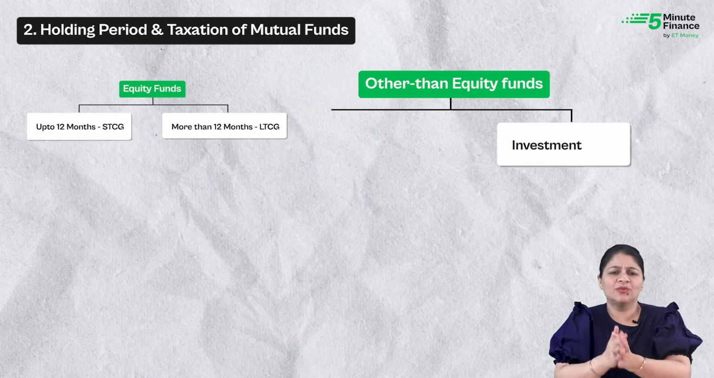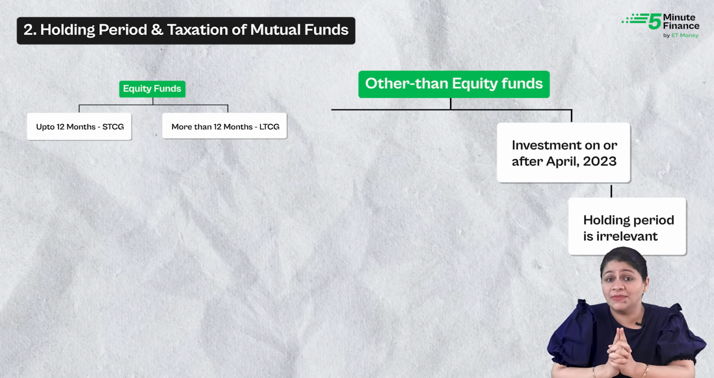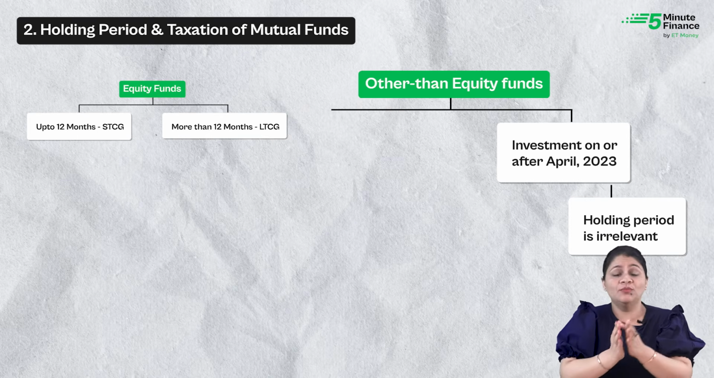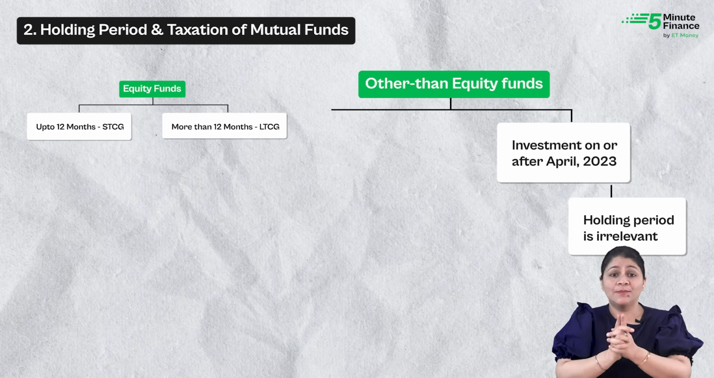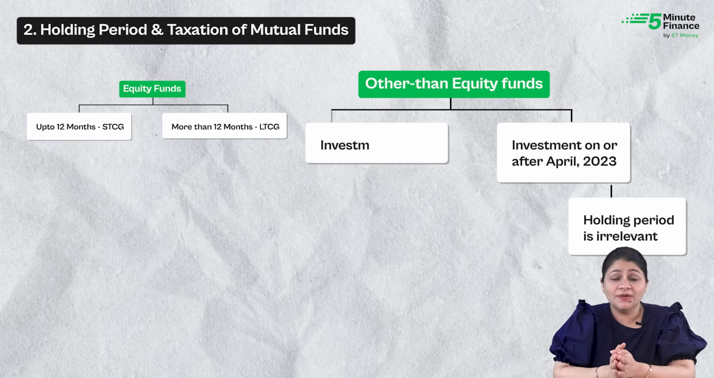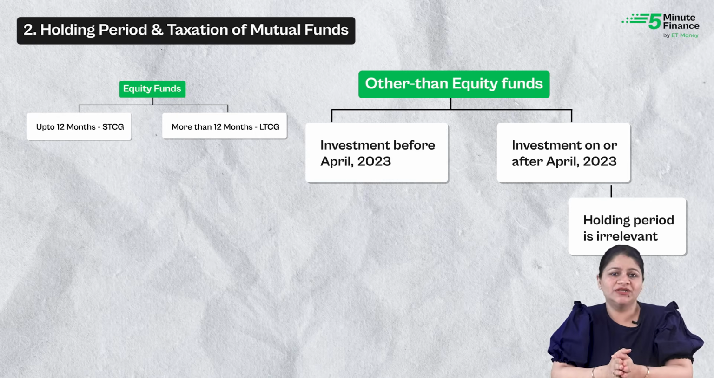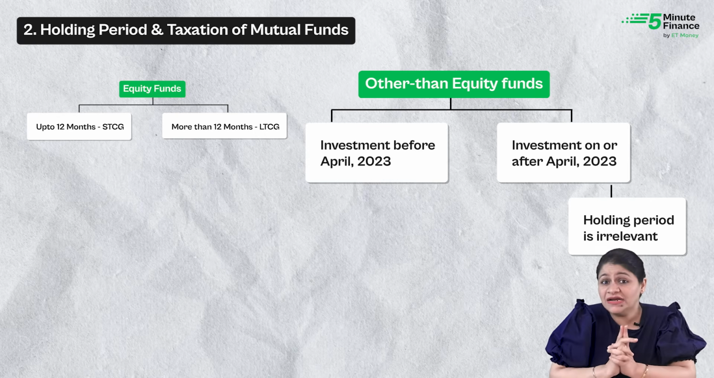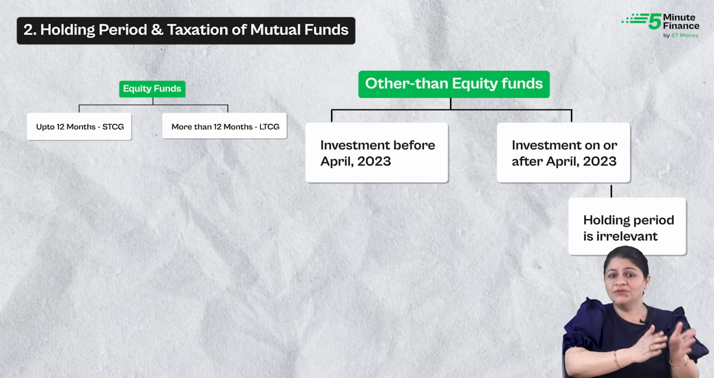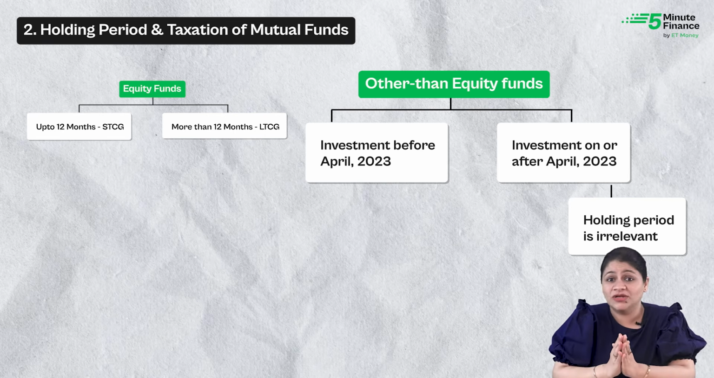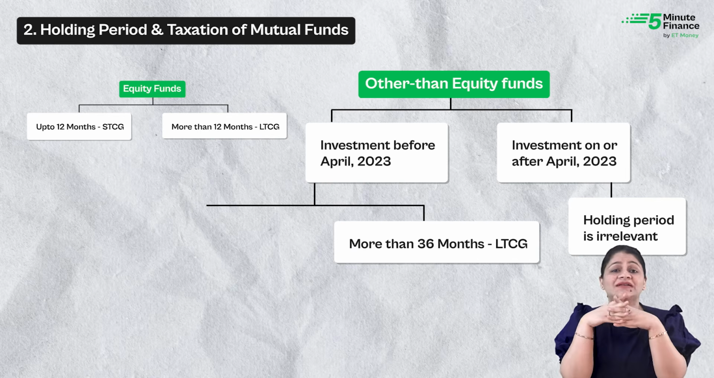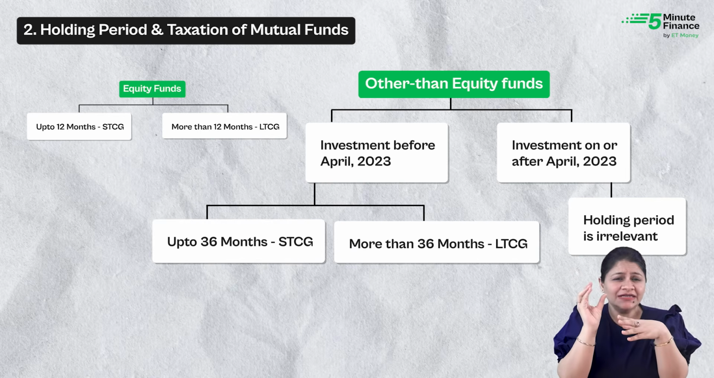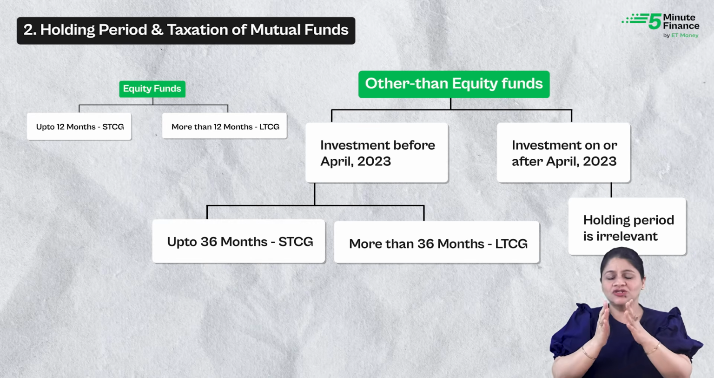In case of other than equity funds, the holding period has become irrelevant as currently both long-term as well as short-term gains are taxed in the same manner. But the rule is different for debt funds bought prior to April 1, 2023. So, for investments made in other than equity funds before the beginning of this financial year, gains on investments sold after 36 months of holding were considered as long-term capital gains. And the gains on investments held for less than 36 months were considered short-term.